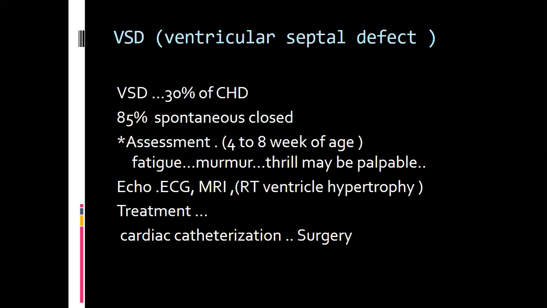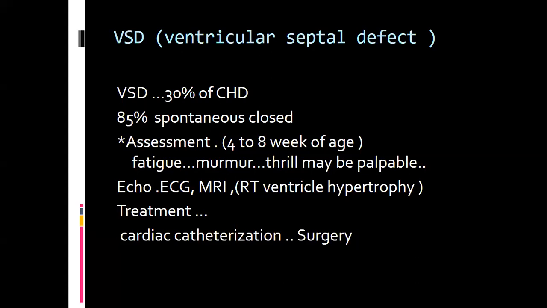Patients complain of fatigue, and they have an abnormal heart sound called a murmur. An important cause is infective endocarditis and rheumatic heart disease. They can also produce abnormal heart sounds. There is a thrill, which is easily audible with the help of a stethoscope.